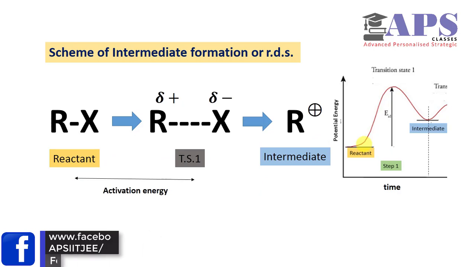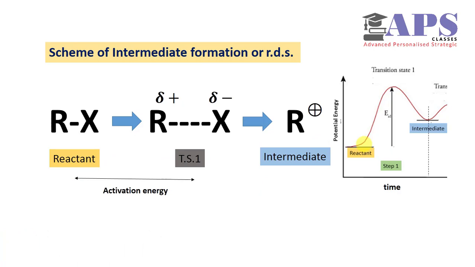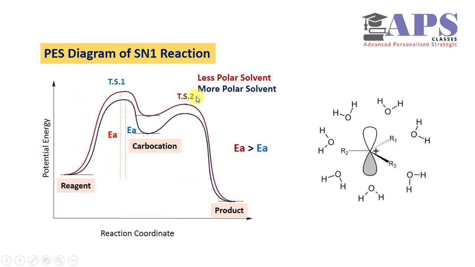Polar protic solvent will stabilize the more polar species. Here, the transition state is more polar compared to the reactant. So, in presence of polar protic solvent, the extent of stabilization of the transition state will be more compared to the extent of stabilization of the reactant. In this potential energy diagram, we have taken two solvents. One is a more polar solvent, another is a less polar solvent.